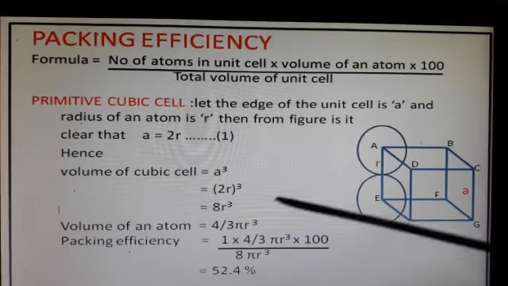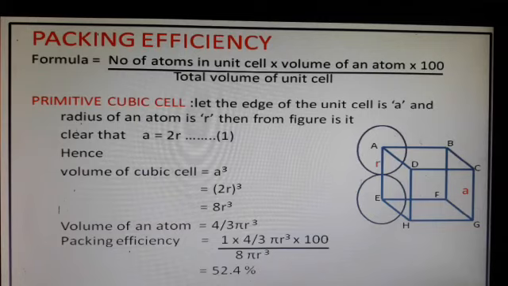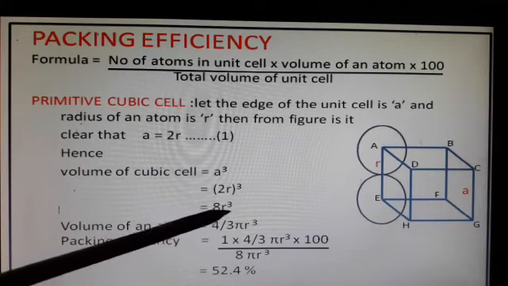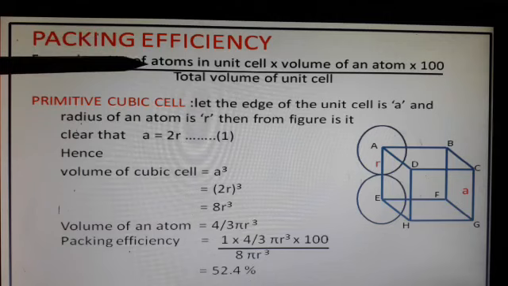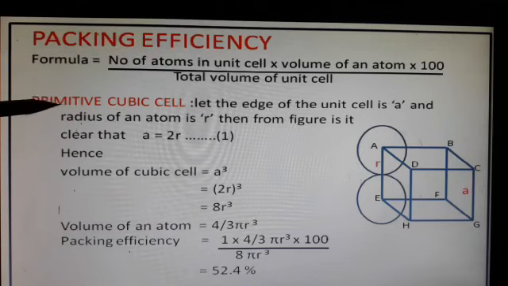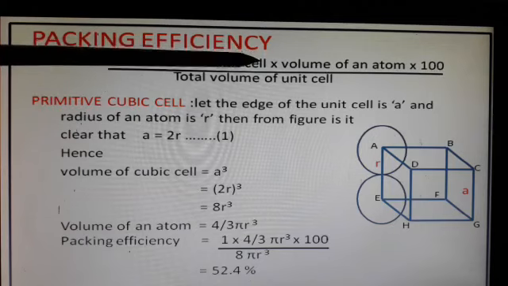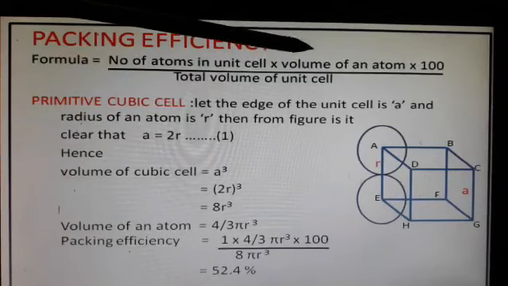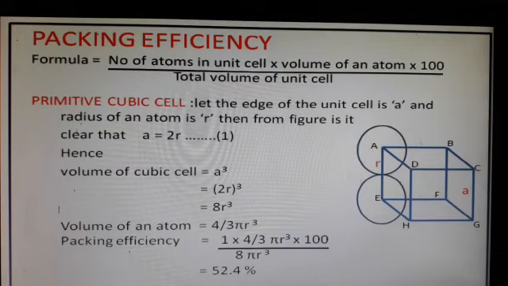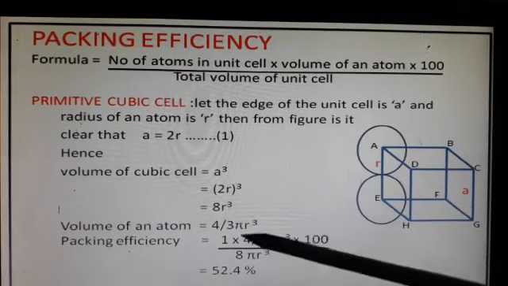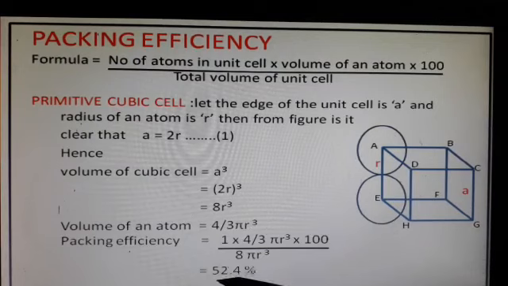Volume of an atom: since atoms are spherical in shape, the volume of sphere, we all know, is 4 by 3 pi r cube. So for packing efficiency, put the values in this formula. Number of atoms in unit cell, since it is primitive, and in primitive number of atoms is 1. So number of atoms in unit cell is 1. Volume of an atom, 4 by 3 pi r cube into 100 divided by total volume of unit cell. So the total volume is 8R cube. Put this value in this formula and calculate, it is 52.4%.